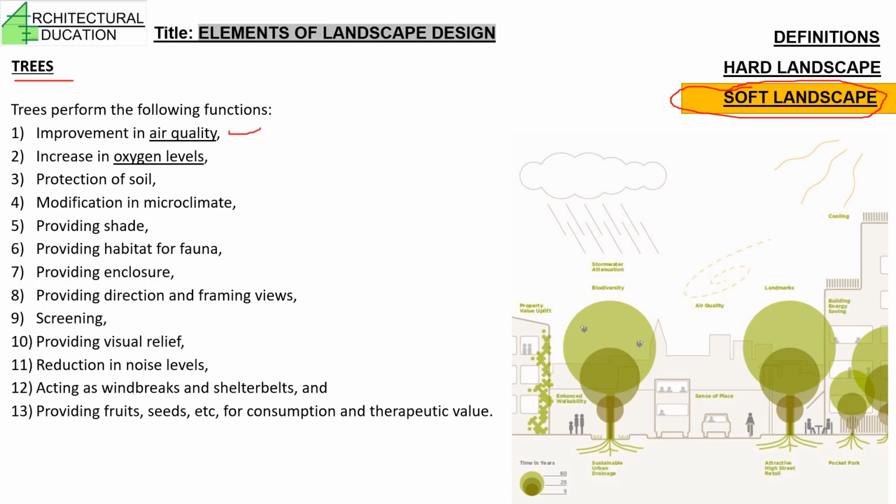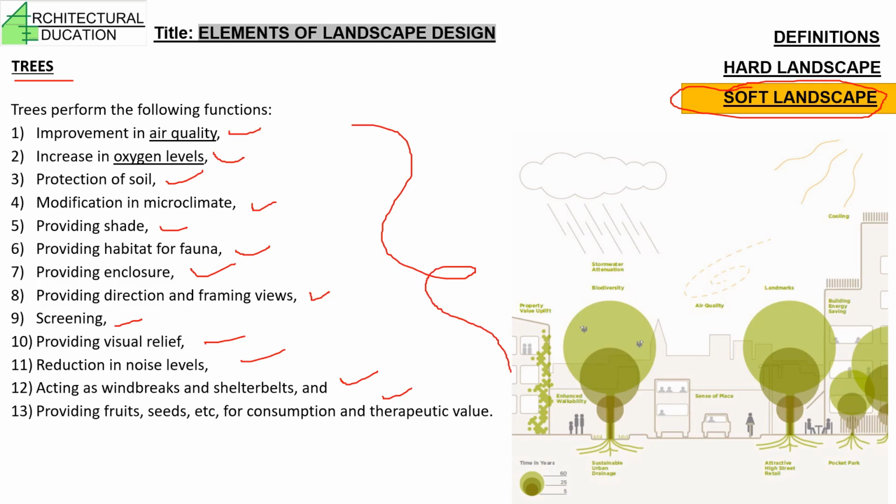Improvement of air quality. It improves the quality of air, increases the oxygen level, protection of soil, modification of microclimate, providing shade, habitat for fauna like birds and small insects to create their home, providing enclosures, providing direction and framing views, screening, providing visual relief, reduction of noise level, action as windbreak and shelter beds, providing fruits and other therapeutic or Ayurvedic value plants. So these are some of the benefits of trees which we have been taught from our schooling days.